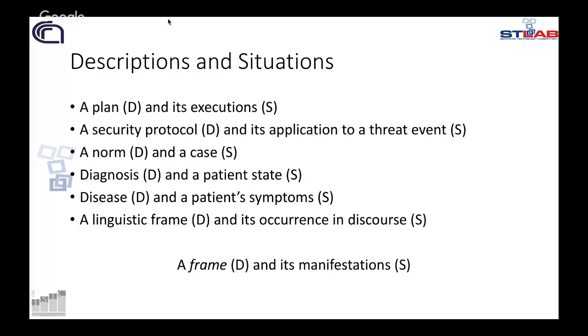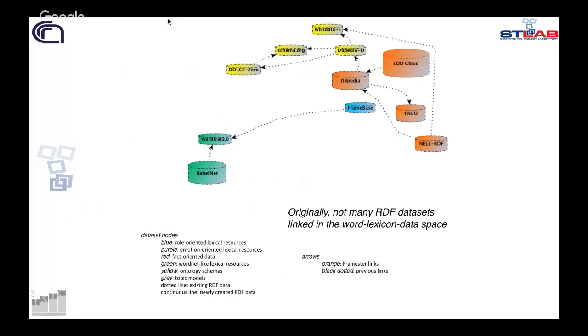recognizable and can be contextualized by a norm, which is its corresponding description, a patient state against a diagnosis, and so on. So in the case of frames, a frame is a description, and all its occurrences that we can recognize are situations. So this is the way we represent them in this resource. But what is Framester? These are the semantic assumptions that we use in order to represent the data within this resource. So we use frames and their projections, a neo-Davidsonian representation of events, and Description and Situation as a vocabulary for representing frames and their occurrences.